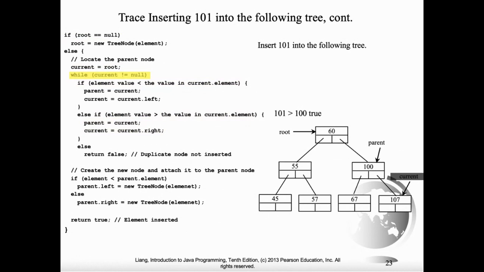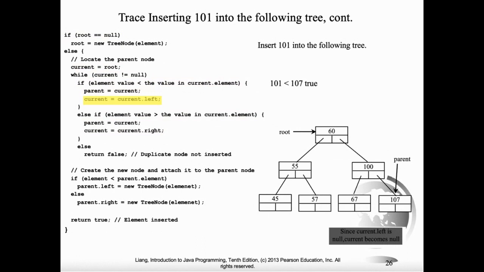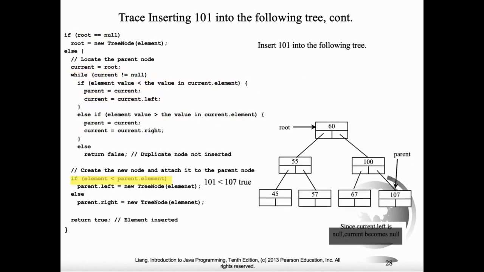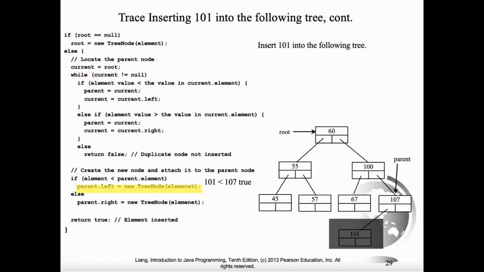But basically, as you can see, we have two runners. One is the parent, and one is the current, right? So current keeps going until we find the parent. When we're done with our search, we find the location of the parent. Now we have to decide whether it's going to go to the left side of the parent, which in this case, 101 is going to go to the left side, right? Or it has to go to the right side.